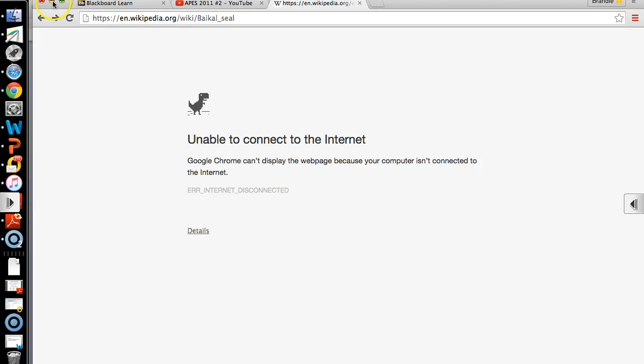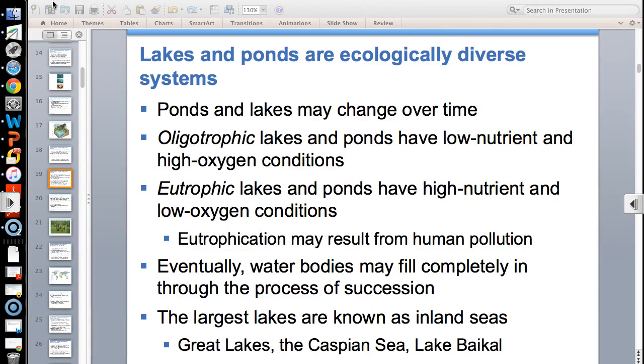Anyway, there's a seal that lives there. Largest lake on Earth, by volume and depth. Promise, you'll see that again. Can you remember that? Right.